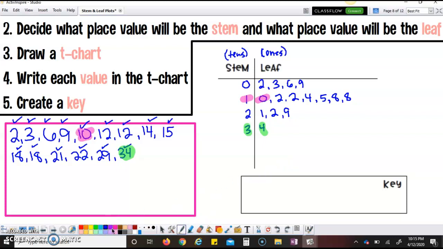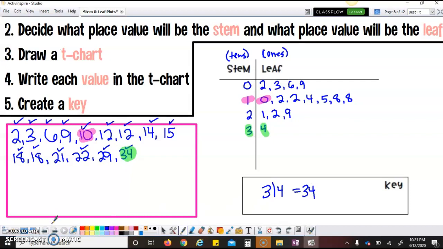So a way that we can make our key, and this is what you're going to see, is I'm just going to go ahead and use that last one. So we're going to tell people that according to our stem and leaf plot, a 3 with a line 4 is going to equal 34, okay?